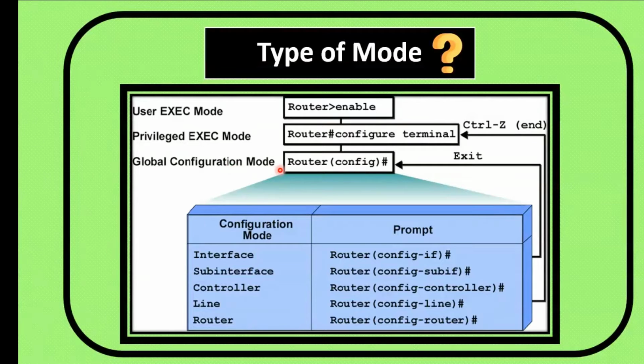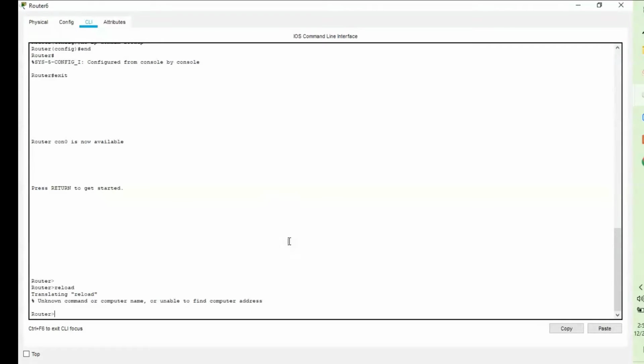Even within global configuration mode we have some sub-modes, like interface mode, sub-interface mode, controller mode, line mode, and router mode. If you go to config terminal and then go to an interface, the prompt will be the host name, then config-if, which means it is interface mode. If it is a sub-interface, it will be sub-interface mode. If it is a line command, like line vty 0 1, the prompt will be config-line. So that is the continuation of the same.